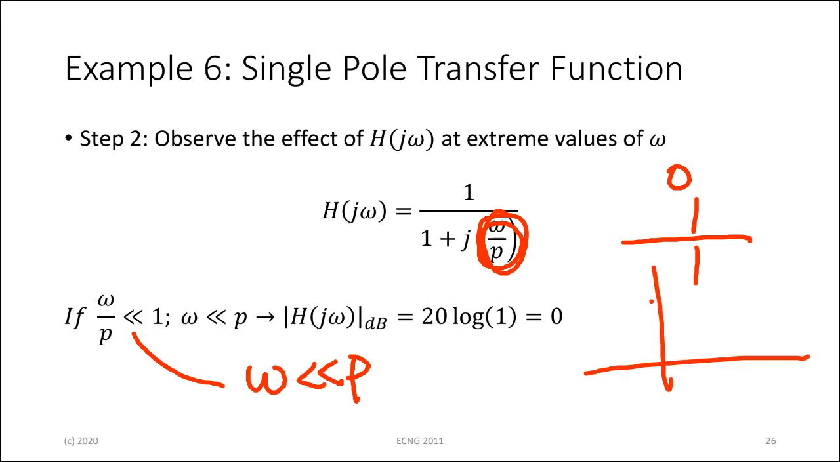So if I were to draw it on a frequency diagram here, this is dB here, this is omega here in log. P is somewhere along the place. P is some point here. This is P. If omega is much less than P, then the transfer function basically in decibels is at 0. Make sense? No argument with that, right?